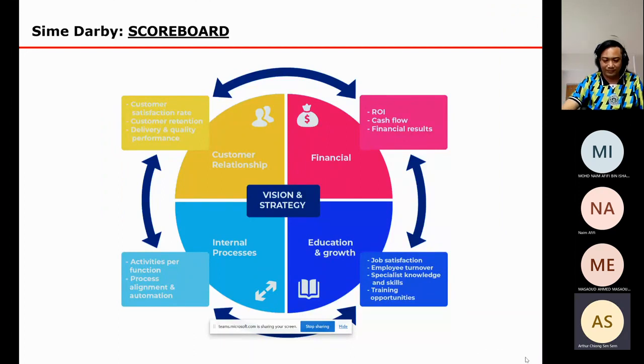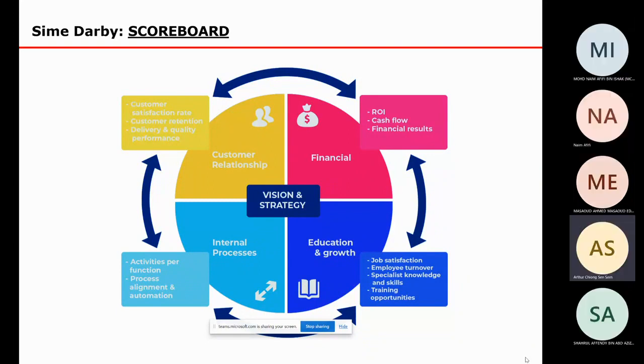For the vision and strategy, there are four categories which I will highlight today. The first one is financial. It will include ROI, cash flow, and financial result. The second one is education and growth: job satisfaction index, employee turnover, specialist knowledge and skills, and training opportunities. The third one is internal processes: activities per function, process alignment, and automation will be highlighted. The last one is customer relationship, which includes customer satisfaction rate, customer retention, delivery, and quality performance.